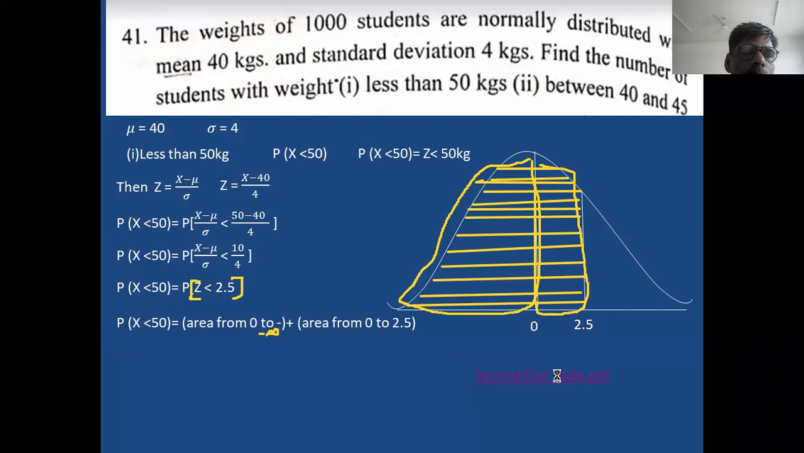This is the first column. 2.5 is here, the exact number is there. So you see the first column, 2.50, and in the 0 column, 0.4938 is there. Okay, you take this value, 0.4938. Clear?